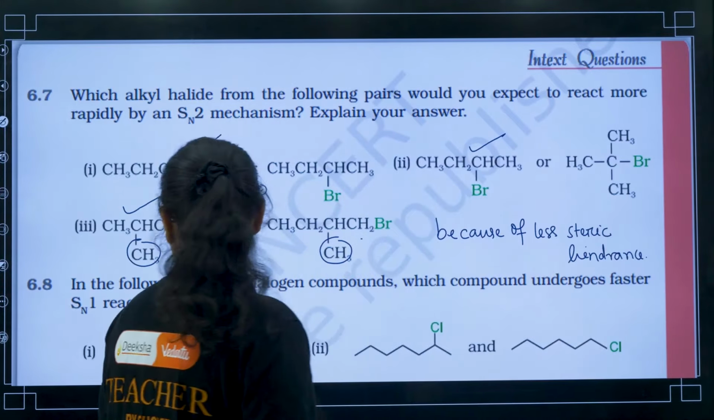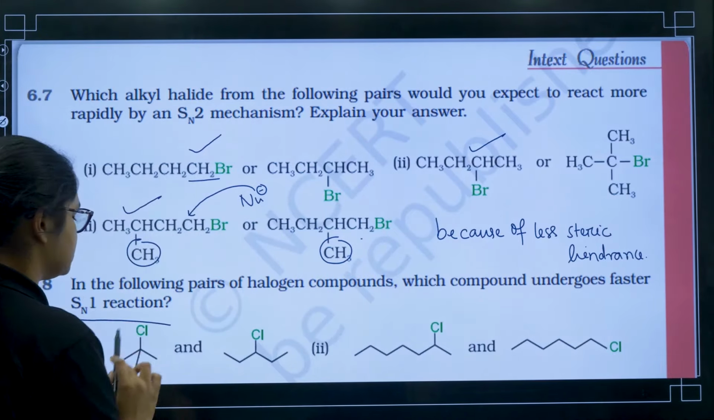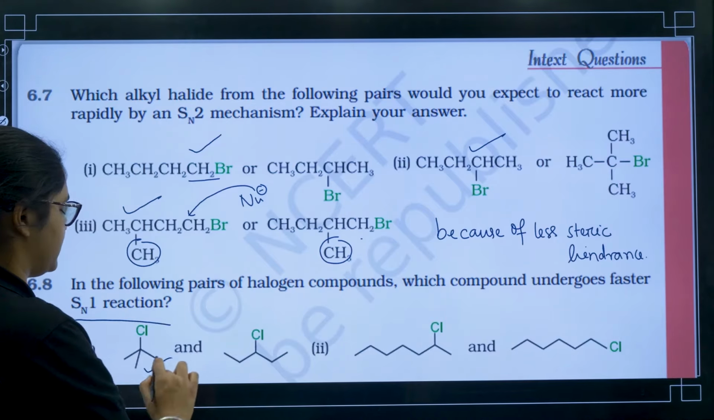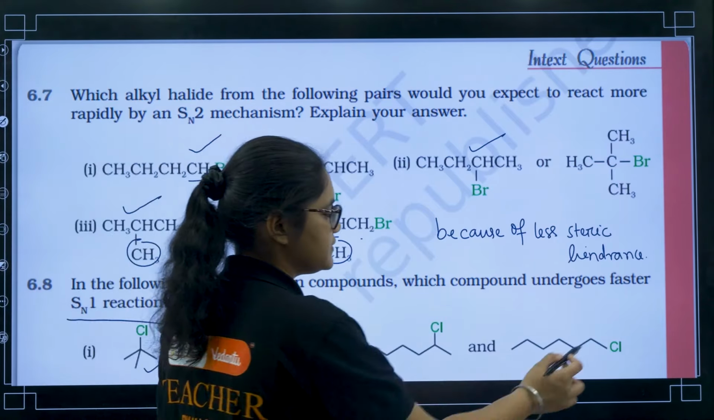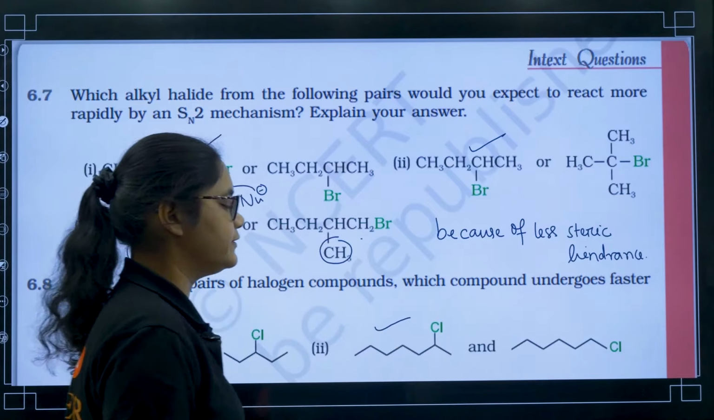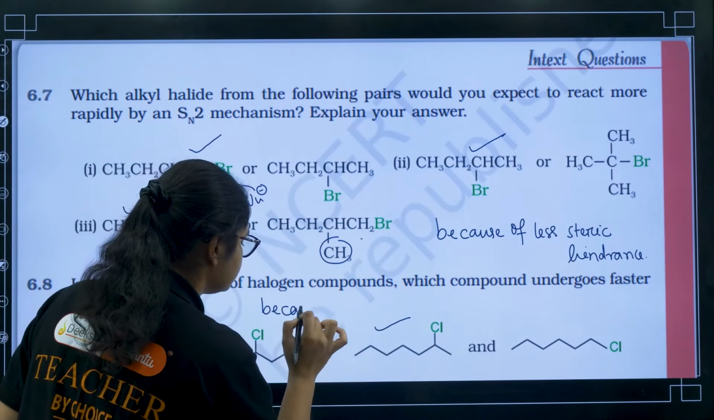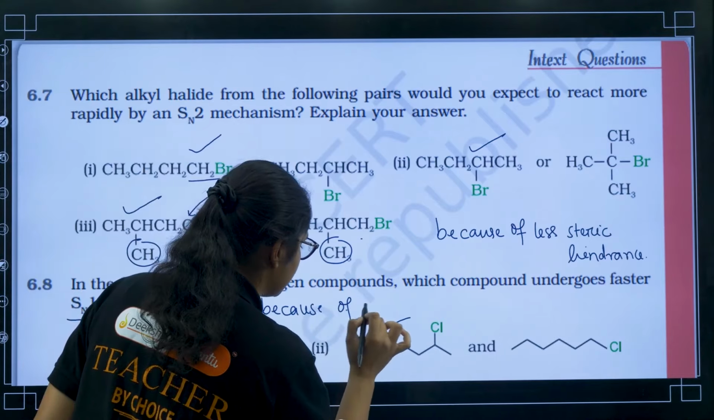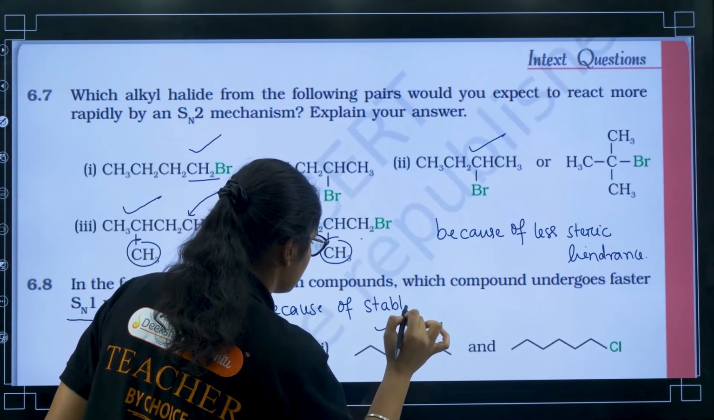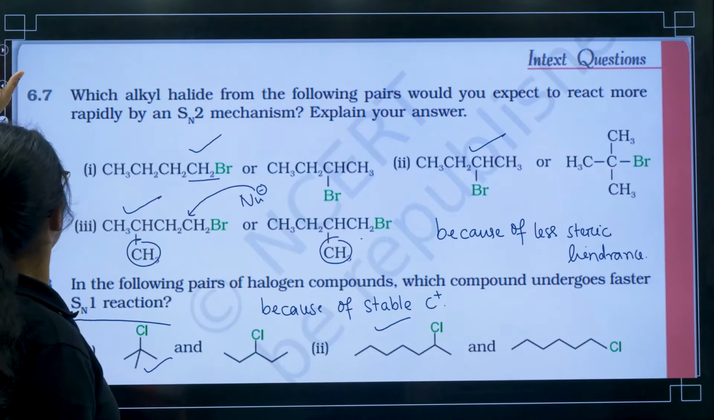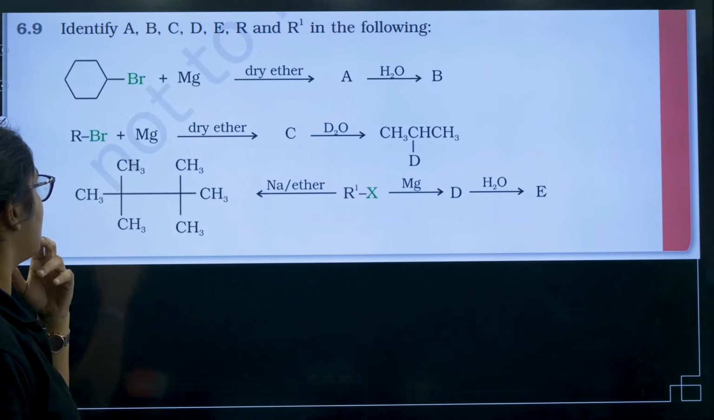Clear? Now here the question is from SN1. So SN1 we know 3 degree, 2 degree and 1 degree. So this is 3 degree, this is 2 degree, definitely this one. Here this is 1 degree, this is 2 degree, so definitely this one. And the reason you can write down is because of stable carbocation. Now we'll go to question number 9.